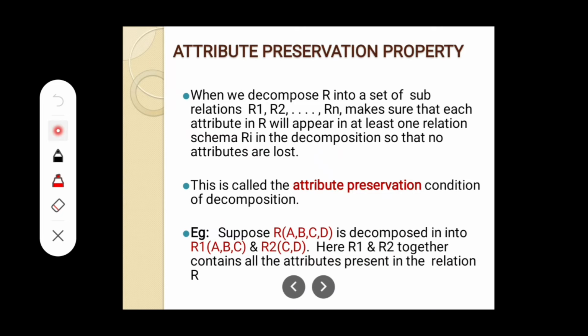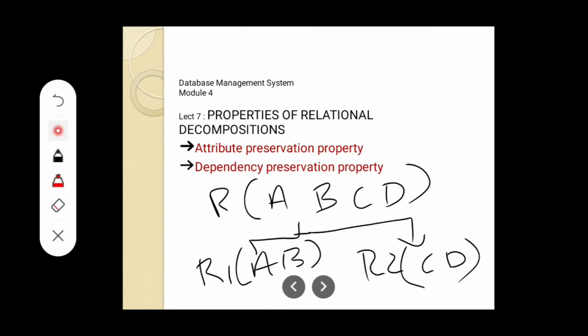First one is the attribute preservation property. So what do you mean by attribute preservation property? When we try to decompose a relation, as I said previously, we are having the relation R(A, B, C, D), which is being decomposed into two sub-relations R1 and R2. Attribute preservation property means that the union or the combination of these sub-relations will be having the same attributes as the main relation.